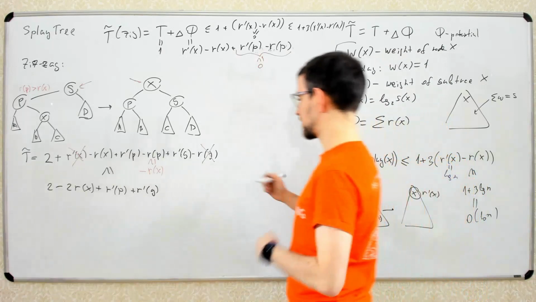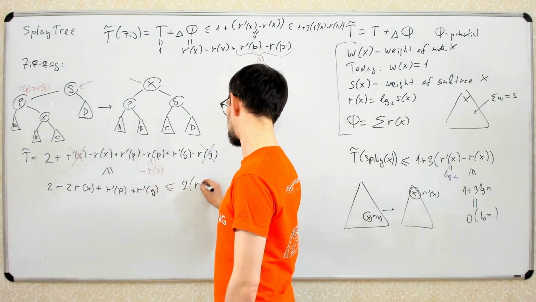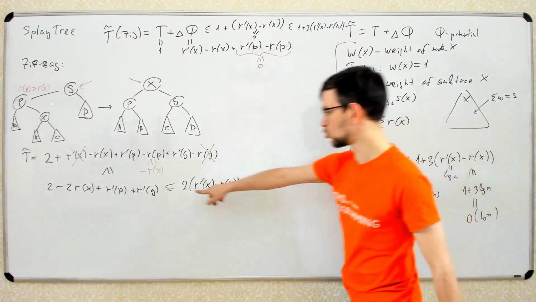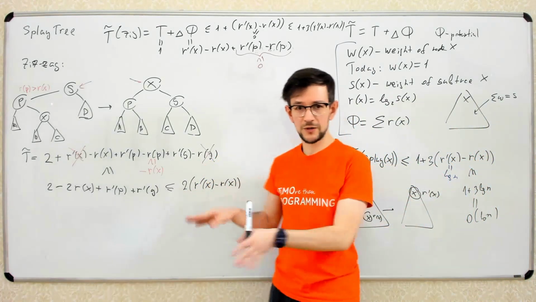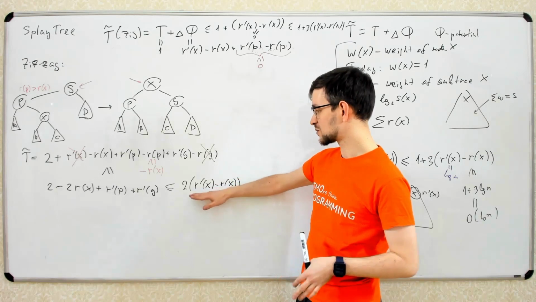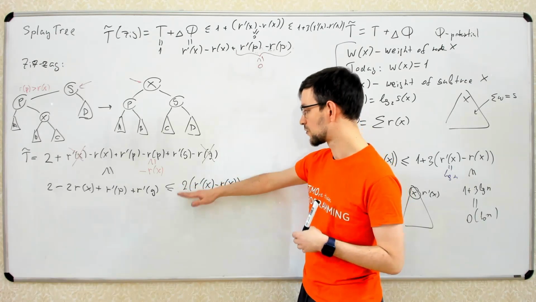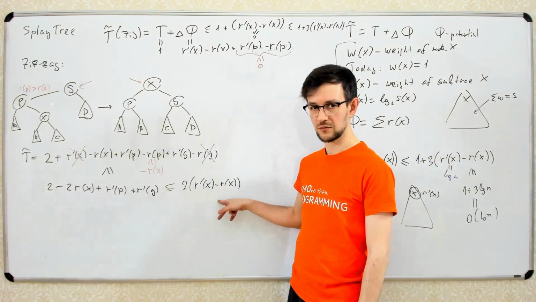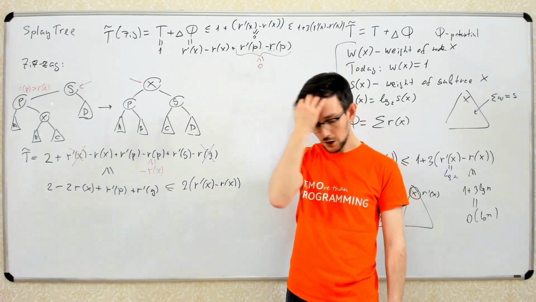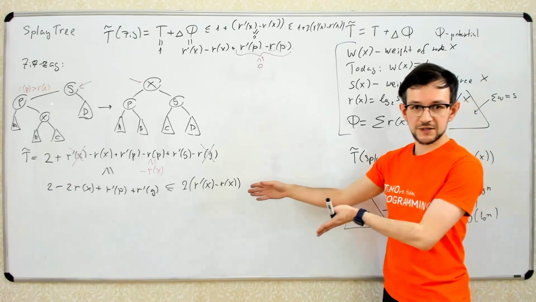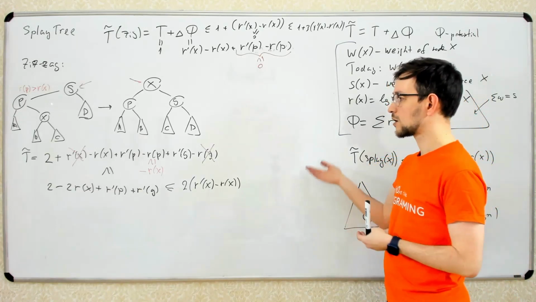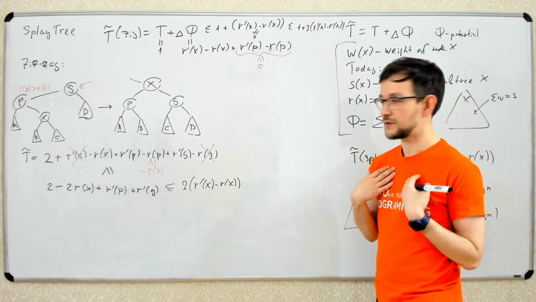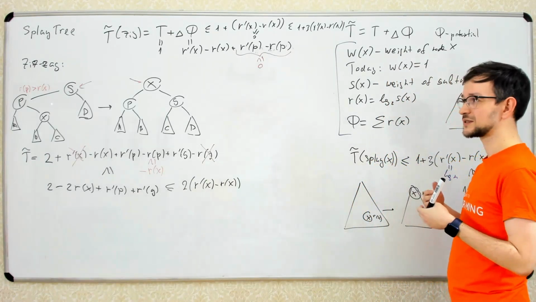And now I will prove that this sum is no more than 2 times (new rank of X minus rank of X). Here I have 2 instead of 3 because I know that's how the proof works. This is a more tricky inequality. If we prove this, we will also prove the same with the 3, because this thing is not negative, so I'll just prove the stricter inequality. I know the proof. If you don't know how to prove this, you may spend some time to find it, but I have no idea how they got this. Somehow they found this proof. That's cool.